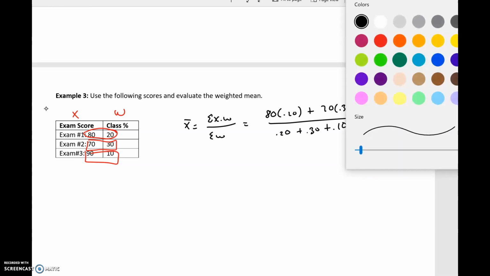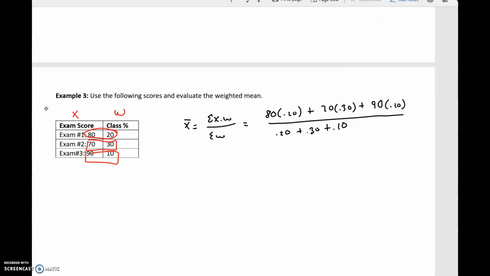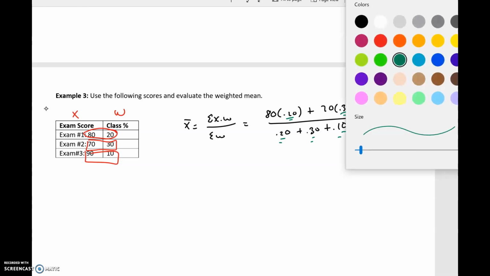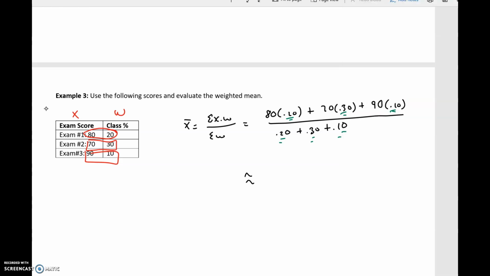You have to make sure that the following is consistent. If you're using percentages, all of those will be percentages. In this case, I'm using their decimal form, so you have to make sure that all of those are given as decimals. So take a second and evaluate this one, and we'll compare answers.